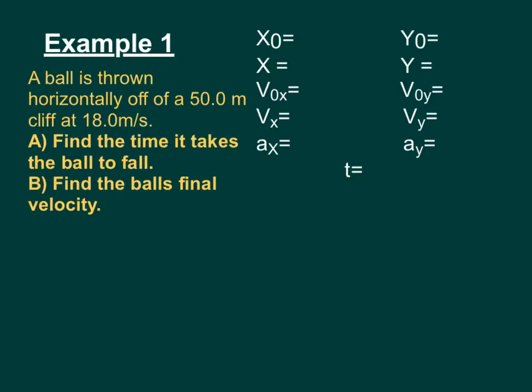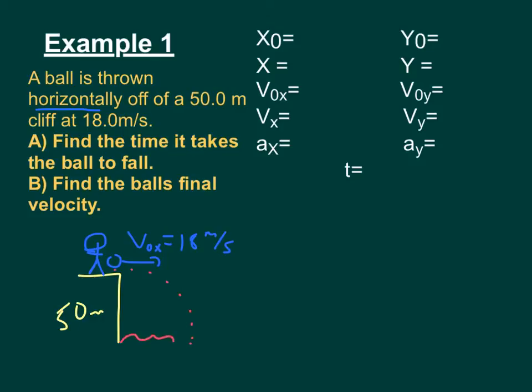A ball is thrown horizontally off a 50-meter cliff. So we're going to draw this picture as we talk. Here's your person throwing this ball with v naught. And in this case, where it says horizontally, that means that this is your v naught x equals 18 meters per second. And this ball is going to go wee all the way down to the ground. So this right here would be your x initial, x final, y initial, y final.